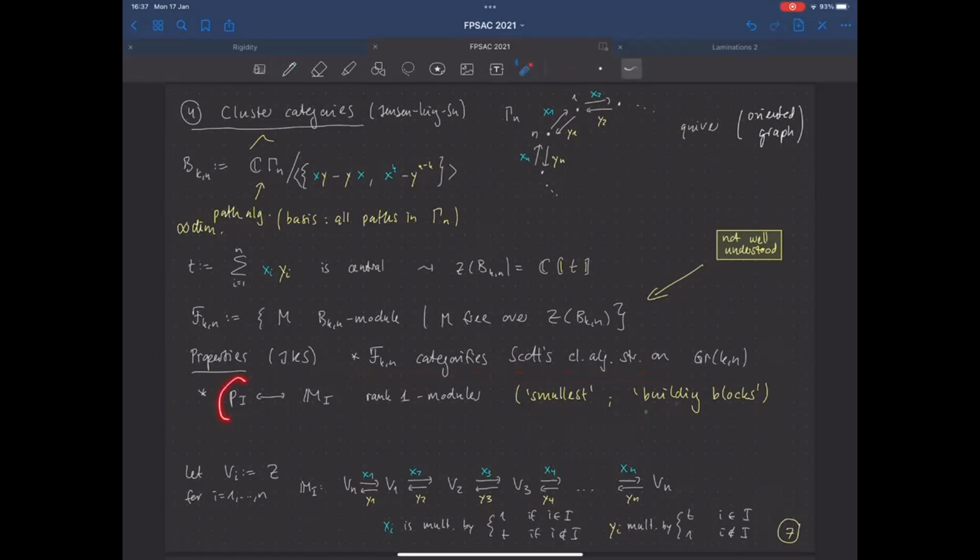And we have, again, the Plücker coordinates appear. There are some specific modules which are very nice, which serve as building blocks for the whole category. I call them rank 1 modules. What does that mean? At each vertex of this quiver, I have 1 copy of the center.